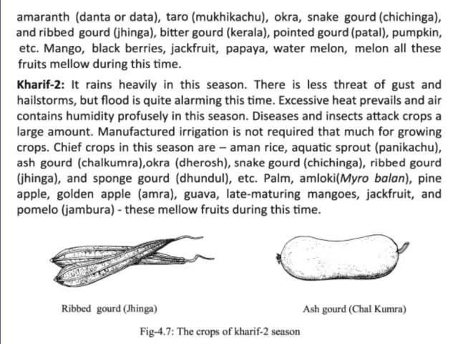The crops in the season are aman rice, aquatic sprouts, panikochu, and ash gourd. That means chalkumra, okra, dharosh, snake gourd, sisinga, ridge gourd, zinga, sponge gourd, dondol, etc. And fruits like amloki, the gooseberry, pineapple, golden apple, amra, guava, late maturing mangoes, jackfruit, pomelo, and jambura ripen during the season. In Kharif we will see this type of hot temperature crops.